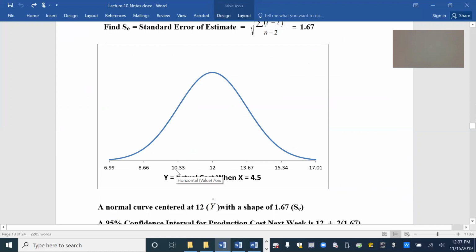I'm 68% sure it's between $10,330 and $13,670. I'm 95% sure it's between $8,066 and $15,034. 99% sure between there and there. I want to be 97.5% sure I got enough money. 15,340.